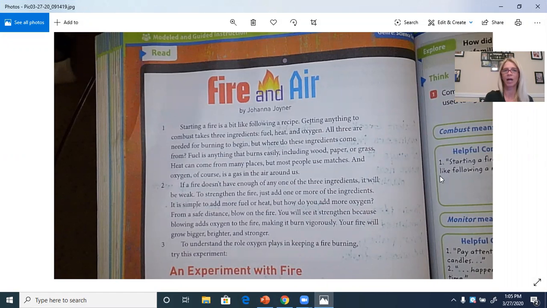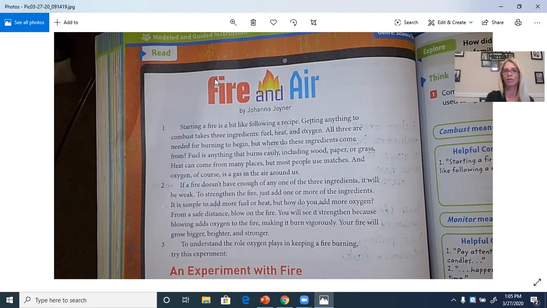It says, starting a fire is a bit like following a recipe. Getting anything to combust takes 3 ingredients: fuel, heat, and oxygen. All 3 are needed for burning to begin, but where do these ingredients come from? Fuel is anything that burns easily, including wood, paper, or grass. Heat can come from many places, but most people use matches. And oxygen, of course, is a gas in the air around us.